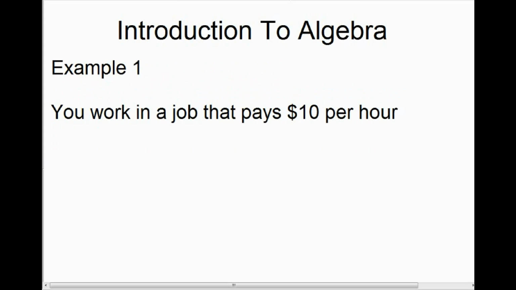So the first example we're going to look at is, suppose you get a job, and most of the time the first job you get paid by the hour. And let's suppose that in that job you get paid $10 per hour. So to calculate how much money you make, the only piece of information you need to know is how many hours did you work. And once you know how many hours you work, you're able to answer the question, well, how much total pay did you get?